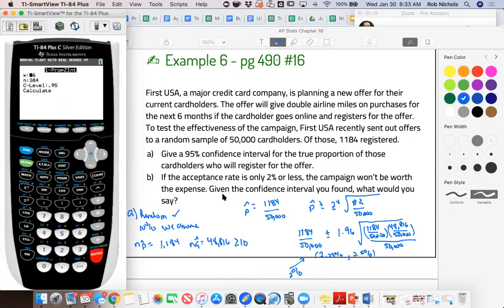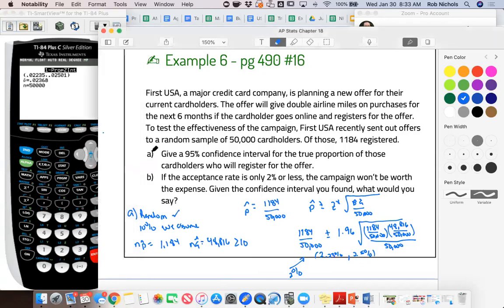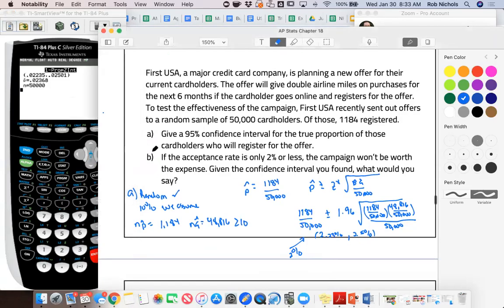Okay, so our x value was 1184. Our n was 50,000. And our confidence level was 95. Now, you have to enter this as a decimal. So 95% becomes 0.95, and then you just hit calculate, and it does all the work for us. There's our 2.23%, and there's our 2.5%. So that's just a much faster way to calculate confidence intervals.